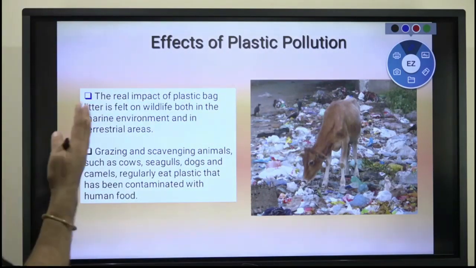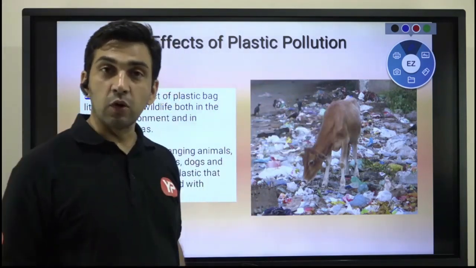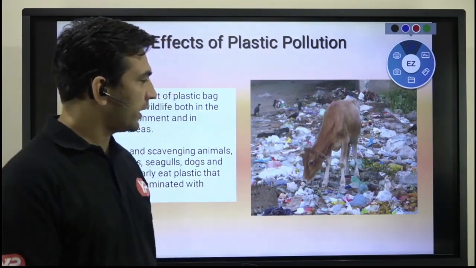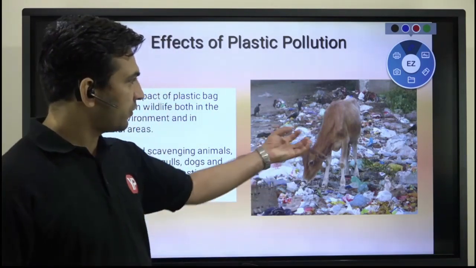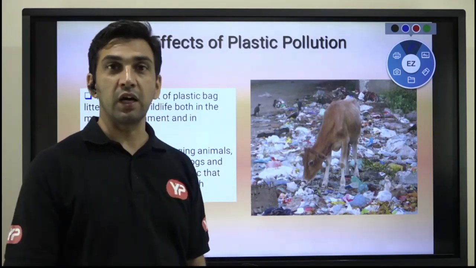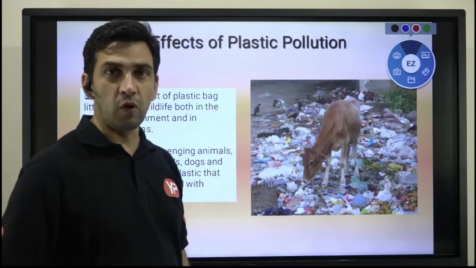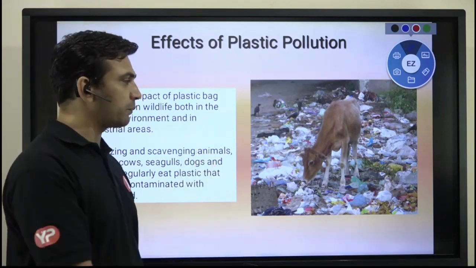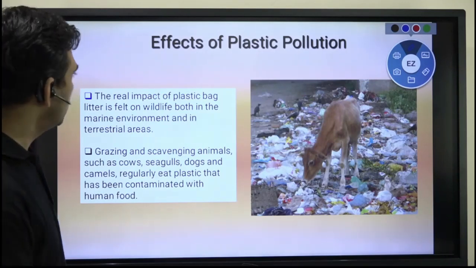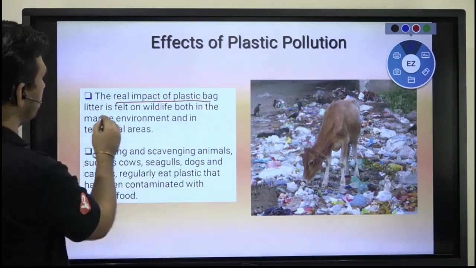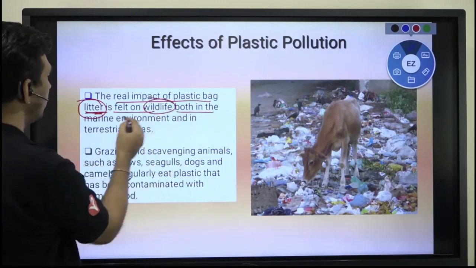At the same time, for example, let us say you have thrown it here, and you have animals and birds around. You must have seen that most of the food stuff we pack, we throw away. When animals look for food, obviously in the process they also eat this plastic, and therefore it is going to be harmful to them also, to all the living things which take up that plastic. So these are some of the common effects which you have observed. The real impact of plastic bag litter, meaning whatever waste you have, is felt on the wildlife, both in the marine environment.